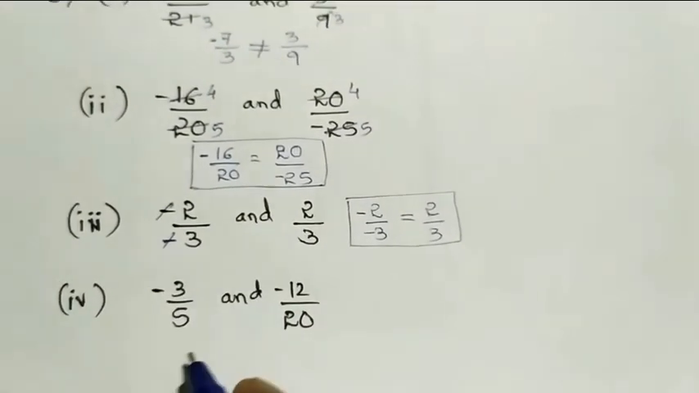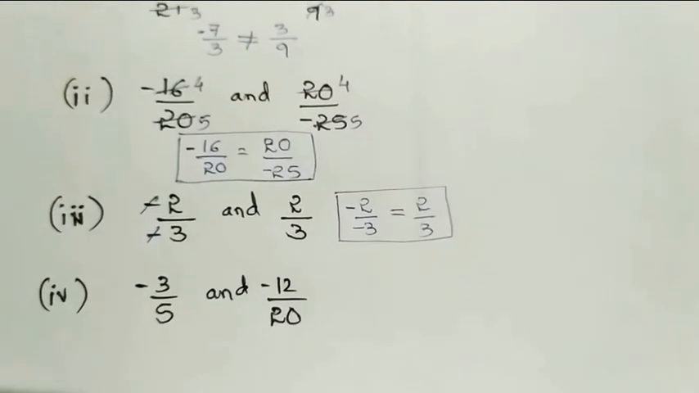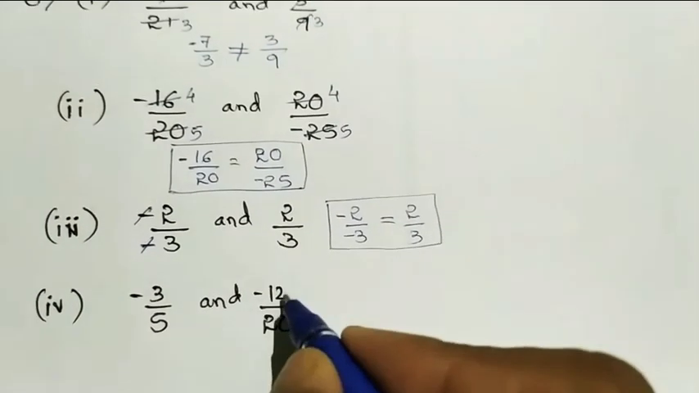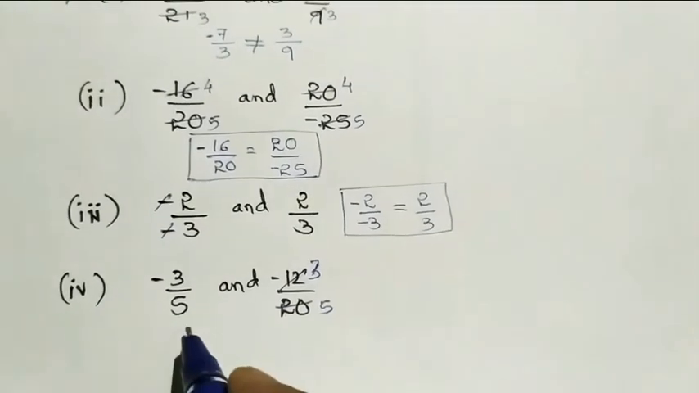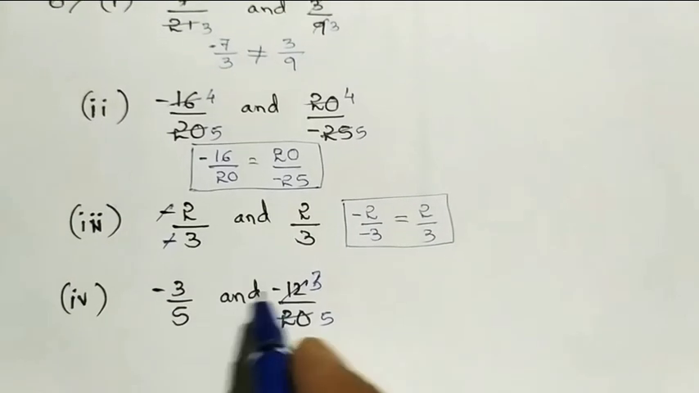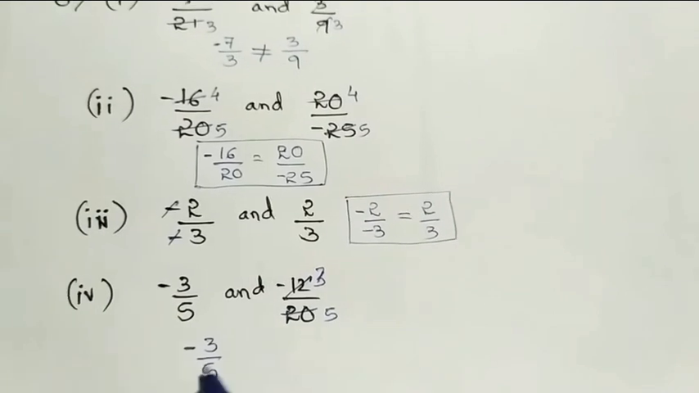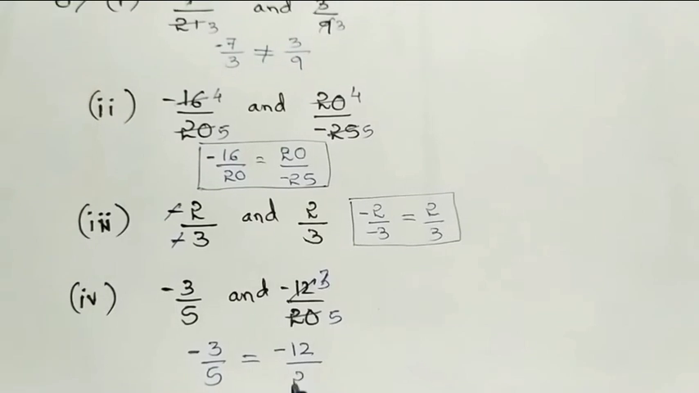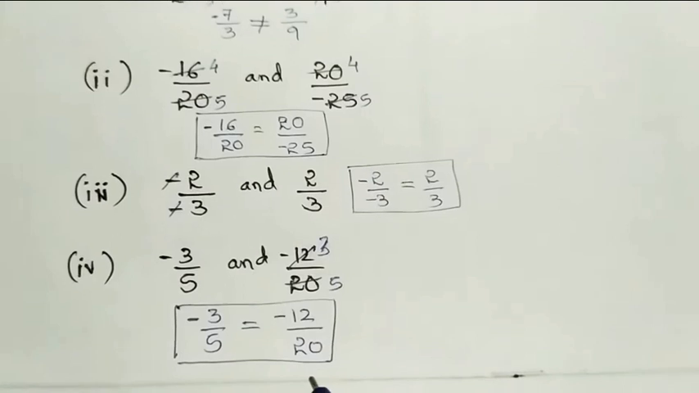Now coming to the fourth one, minus 3 by 5. Okay, so it is already in standard form. We can't divide it, but here minus 12 by 20, so we can divide it by 4. 4 threes are 12, 4 fives are 20. So here again we got 3 by 5, here also 3 by 5. Both having a negative sign, that's why both are equal. So minus 3 by 5 is equal to minus 12 by 20. Okay, so like this you have to solve the other three.